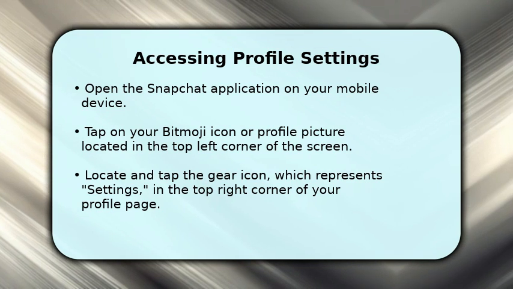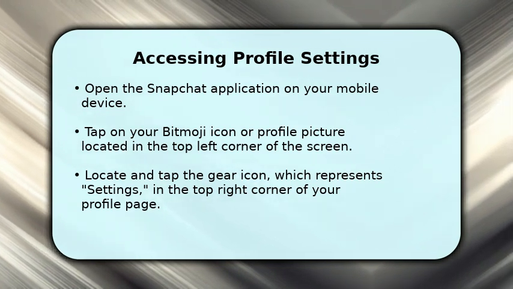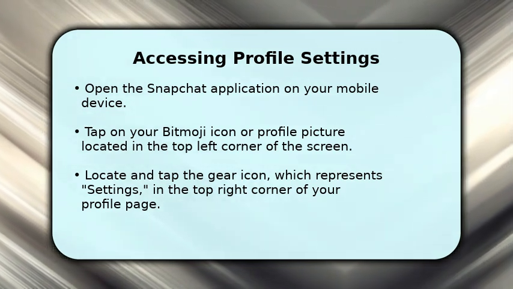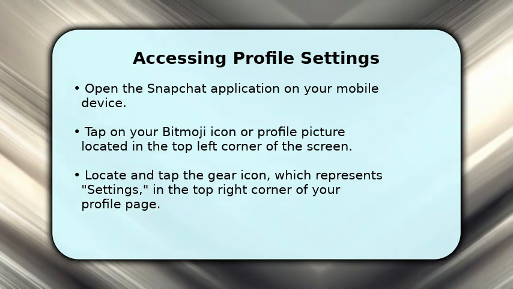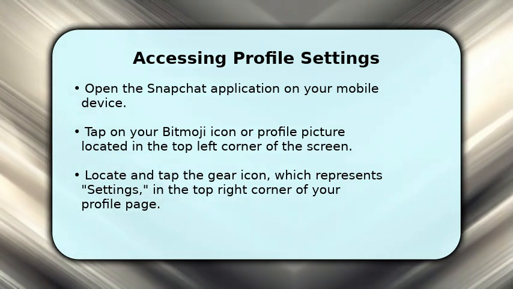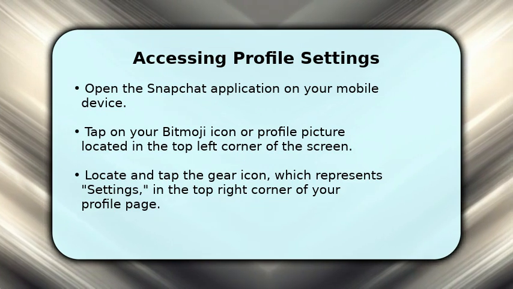From there, look for the small gear icon, typically situated in the upper right-hand corner. Tapping this icon will open your account settings, where you can begin the process of updating your information.